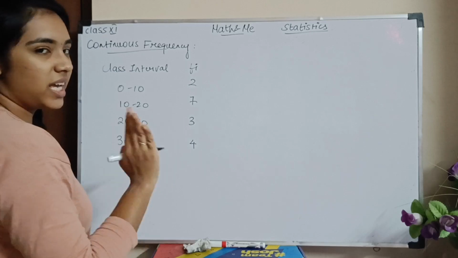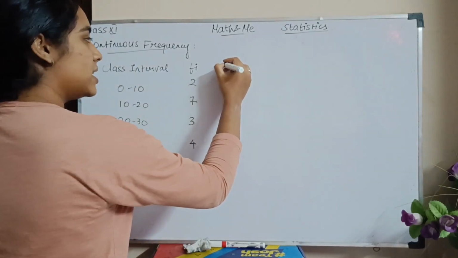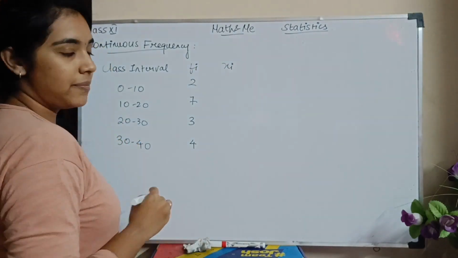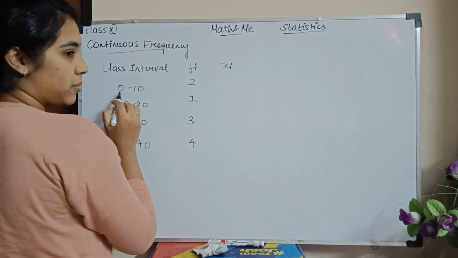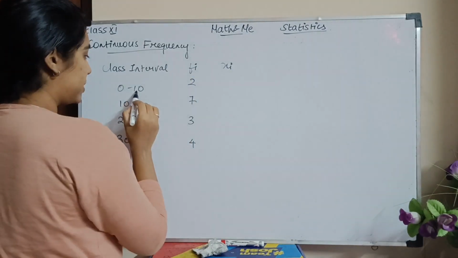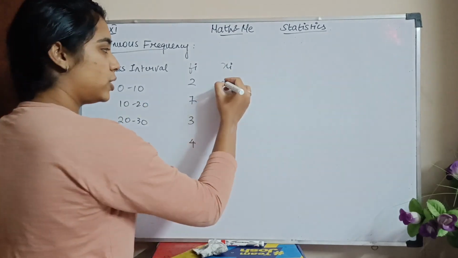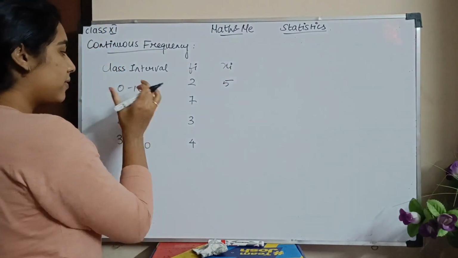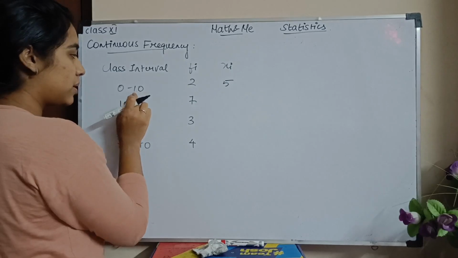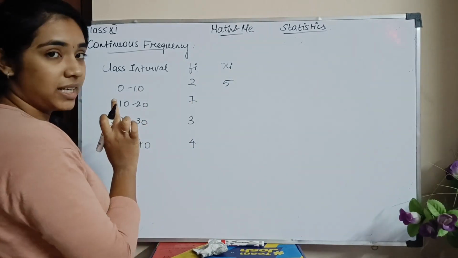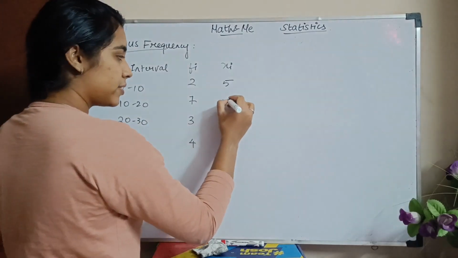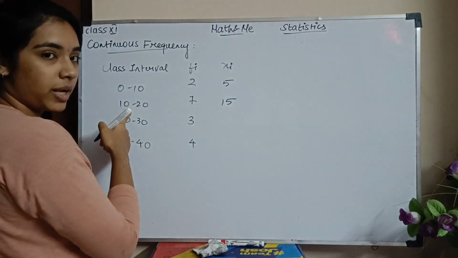So the only step that you have to include in this is you have to find the value of xi. Xi is nothing but maximum value plus minimum value divided by 2. So I have 10 plus 0 divided by 2, which is 5. That is the middle value. What is the middle value? 10 plus 0 divided by 2, which is 5. 20 plus 10 divided by 2, which is 30 by 2, 15. You see that 15 is the middle value of this.